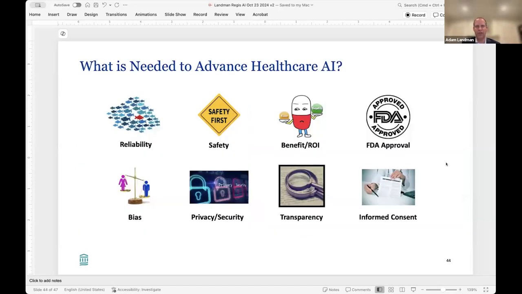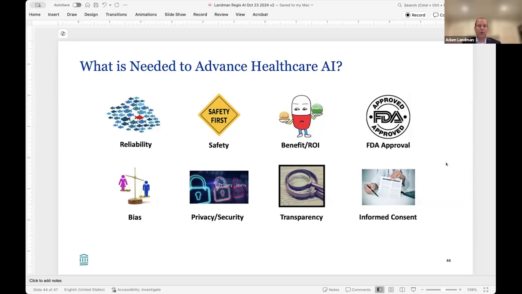I'll just kind of end with, what do we need to advance all this? You're seeing a couple examples of how we're kind of going gradually, testing, validating, and that's because safety, effectiveness, reliability come first. We have to make sure that exists. We also have to make sure that there's a benefit and a return on investment. These products are expensive and we have to pay for them. So we have to measure the benefit.